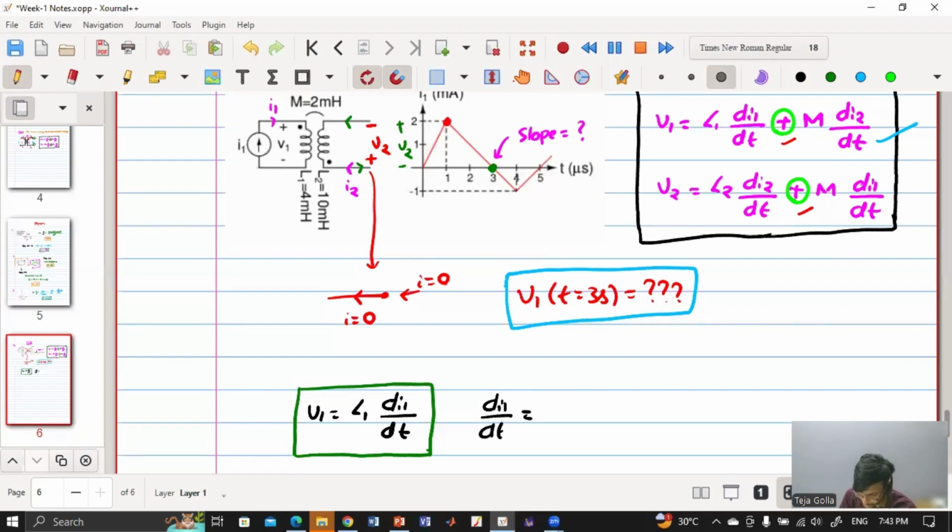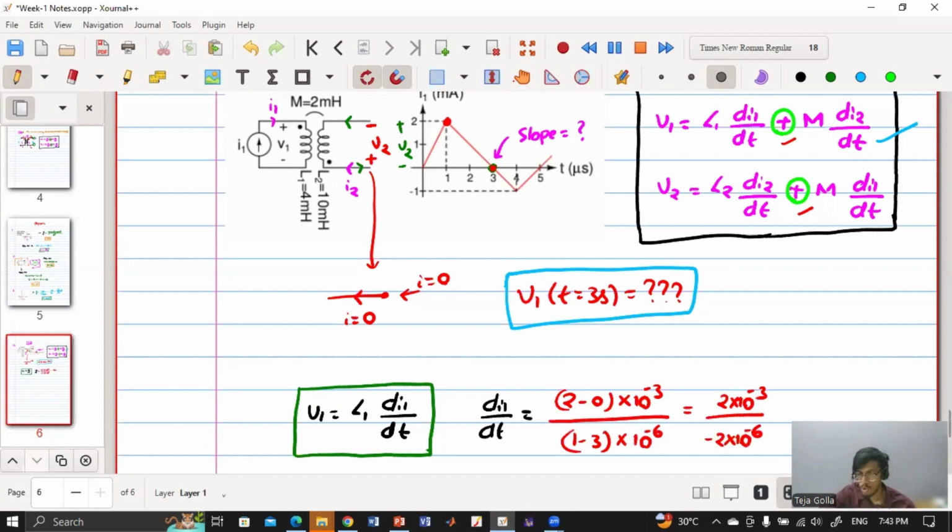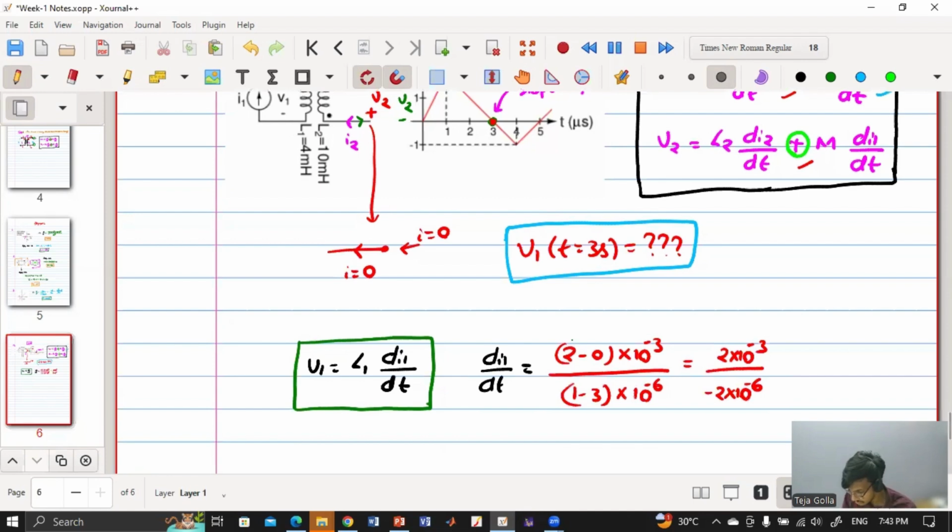considered one point here and another point here, and the slope of the line is y2 minus y1 by x2 minus x1. So 2 minus 0 milli, 10 to the power minus 3 amperes, by 1 minus 3 microsecond, 1 minus 3 into 10 to the power minus 6. So you will get 2 into 10 to the power minus 3 by minus 2 into 10 to the power minus 6. So the slope is minus 10 to the power 3.